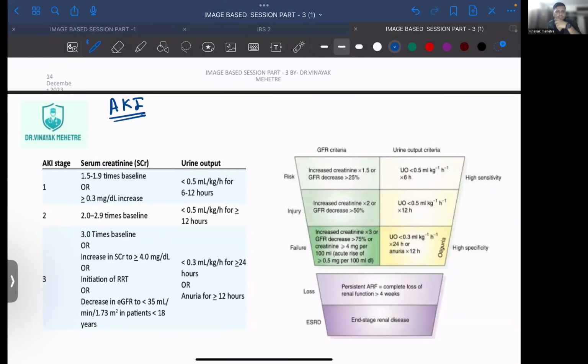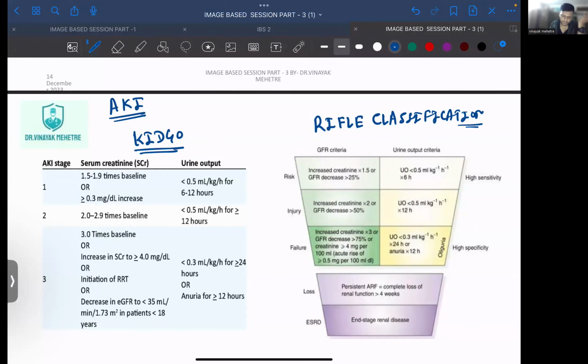Simplest question which comes in exam, by KDIGO. What? By KDIGO. Okay, and second classification which we use is RIFLE classification. Okay, now over here, at least try to remember, if you can, at least remember the name of the classification. First thing, easiest one.